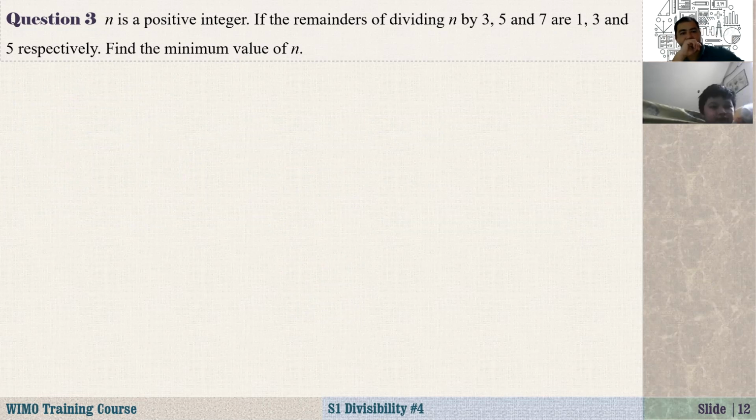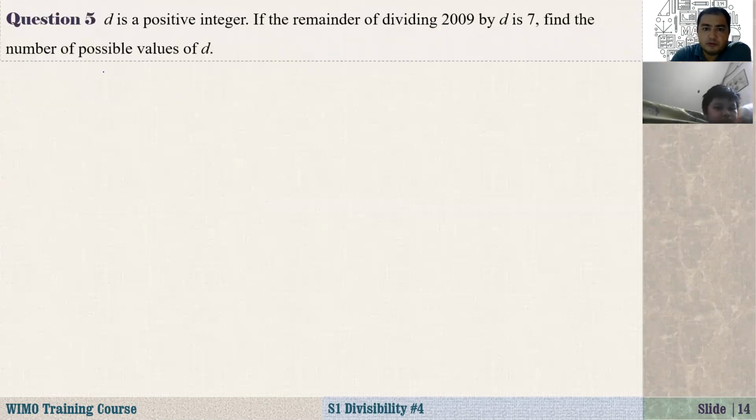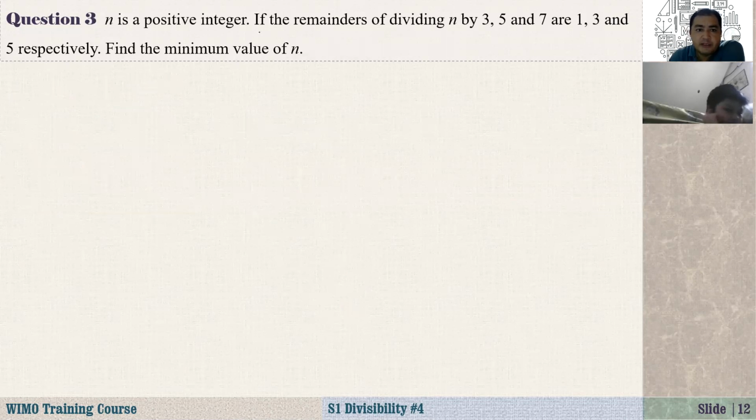N is a positive integer. If the remainders of dividing n by 3, 5, and 7 are 1, 3, and 5 respectively, find the minimum value of n. Okay, I think there are a lot of examples similar to this. I don't know if you remember this. Here, n is a positive integer. If the remainders of dividing n by 3, 5, and 7 are 1, 3, and 5.